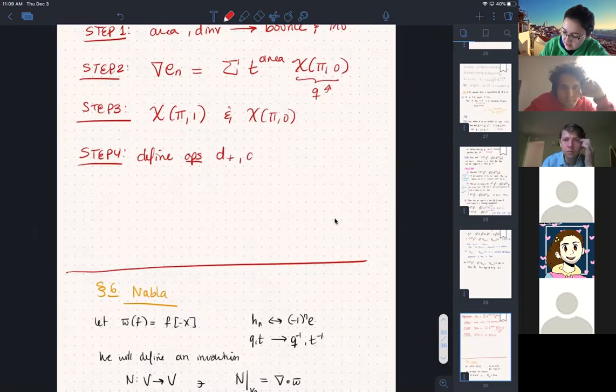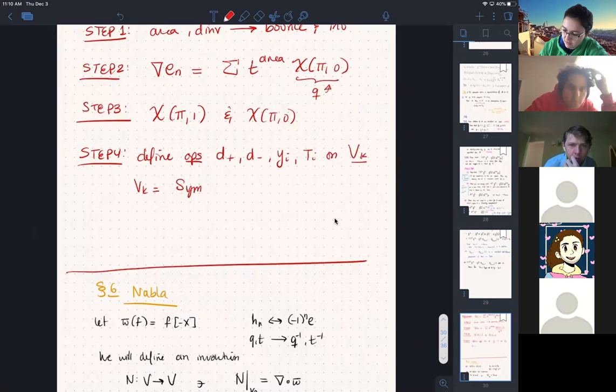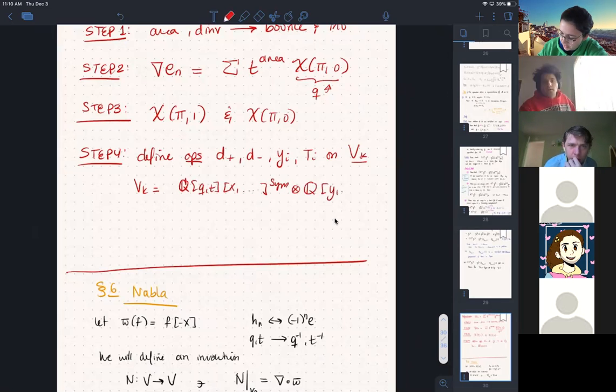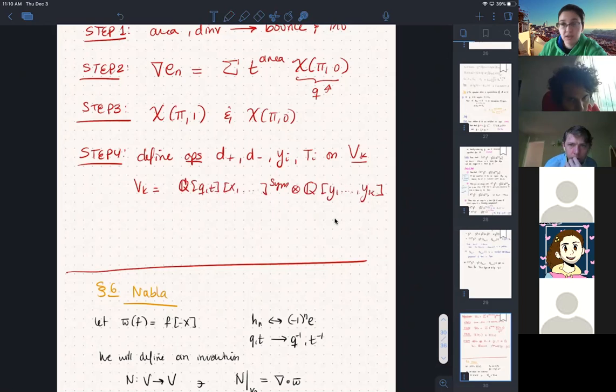This d plus, d minus, yi, and ti on this family of vector spaces that we called Vk, where Vk was basically the ring of symmetric functions in q, t with variables x1, etc., tensored with just a polynomial ring in k additional variables, right? So this is just basically symmetric functions with some extra variables.